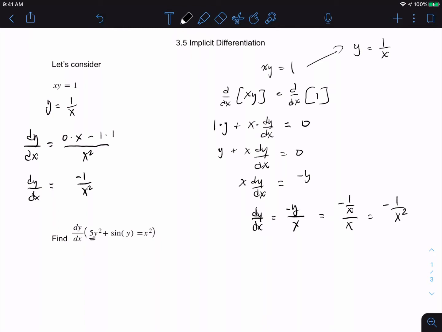Yes, question. If you wrote the answer as negative y over x, would that still be acceptable? So when we do implicit, you're going to have variables that are both. I'll do it in just a second so you can see a more complicated problem. But yes, you'll have answers that have x and y in them. All right, okay. It'll be all right, I promise.